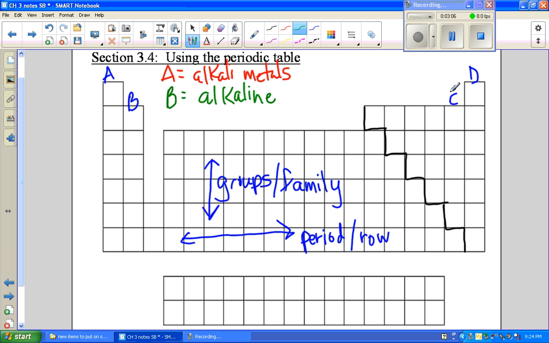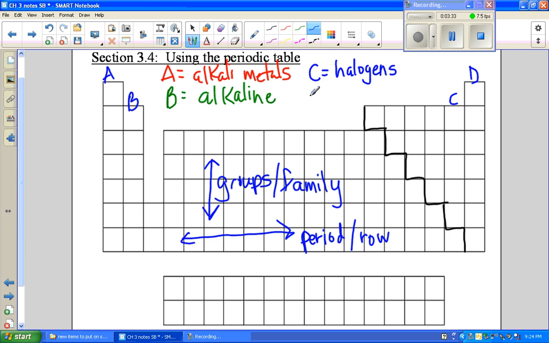Then if I go all the way across over here, these are called the nonmetals. These are going to be our halogens. So if I take a look at family C, these are called halogens, and they are also called salt producers. And you will see that you have chlorides and bromides, some common salts, iodides, and if you think of halogens, you might think of light and light bulbs.